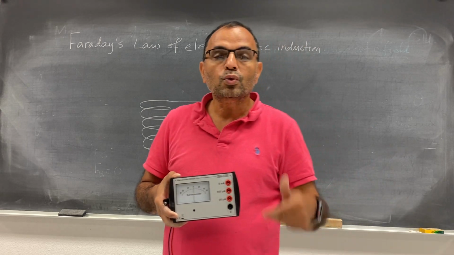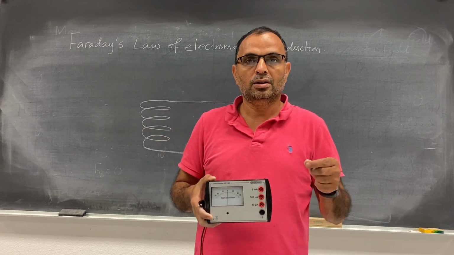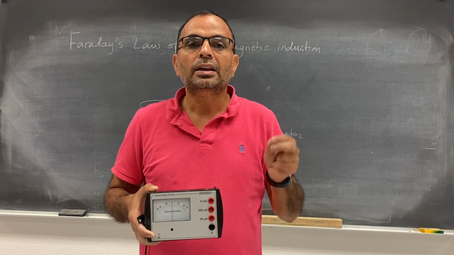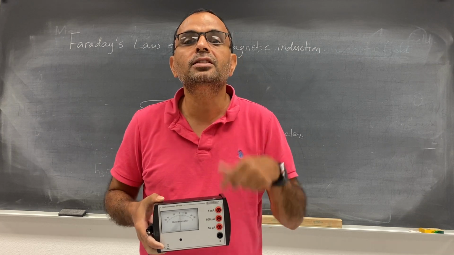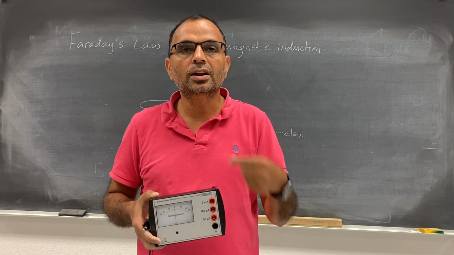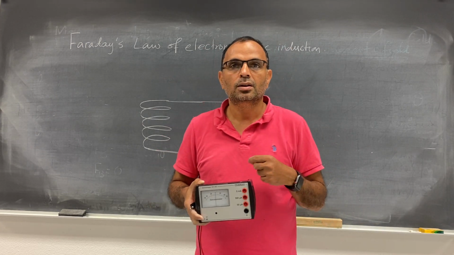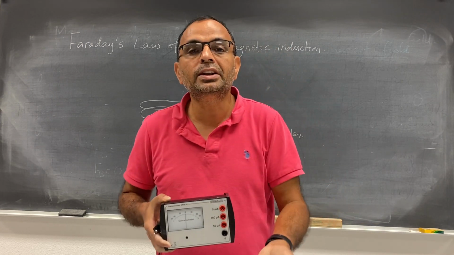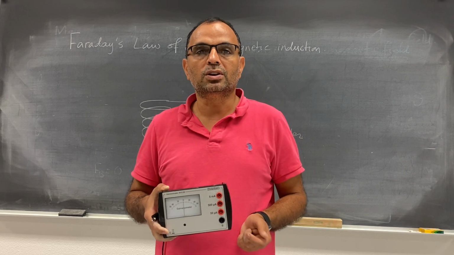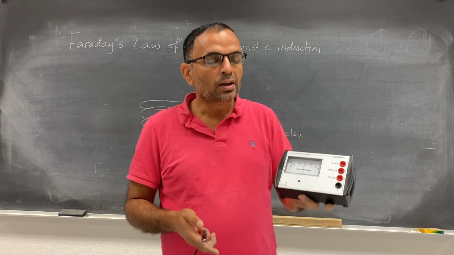We have another one, the ammeter. We did that in electricity. The ammeter is the device to measure the current. There is another one, the voltmeter, the device to measure the voltage, the potential difference. But today I am going to use the galvanometer.